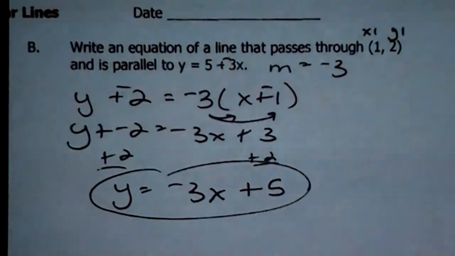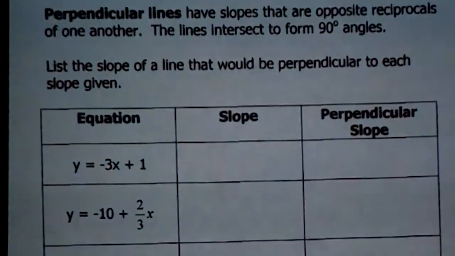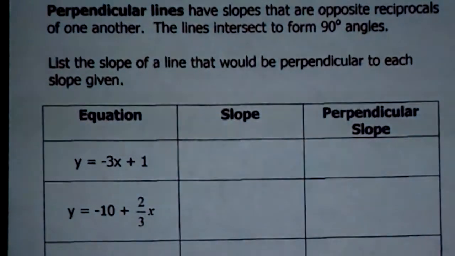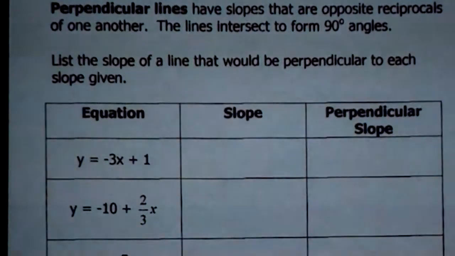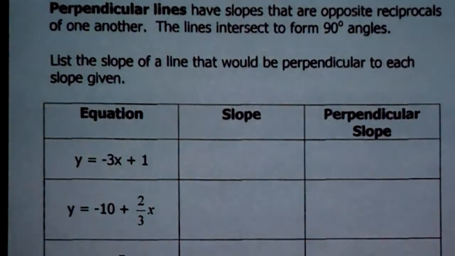I think it's fine. Okay, perpendicular lines. Perpendicular lines have slopes that are opposite reciprocals of one another. Opposite reciprocals. So that means the sign is going to be opposite, and it's going to be the flip version. Perpendicular lines cross. They form a 90-degree angle when they cross.